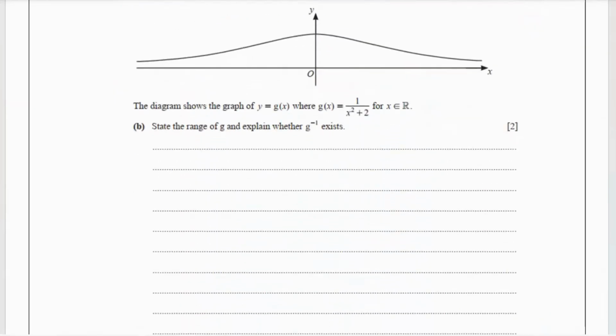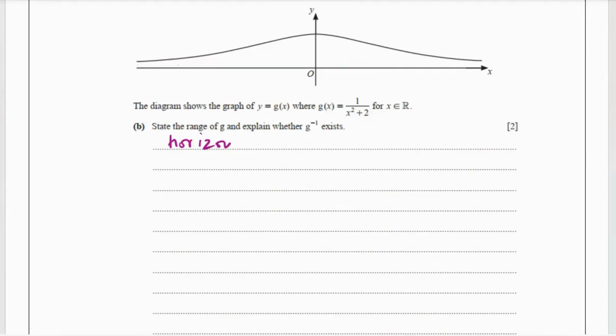Then the diagram shows the graph of y equals g of x, where g of x equals 1 over x squared plus 2 for x containing all real numbers. State the range of g and explain whether g inverse exists or not. To figure out the range of g, we need to look at the function. The function is rational because it's 1 over x squared plus 2. Since the denominator has a higher degree of power compared to the numerator, the horizontal asymptote is going to be y equals 0.